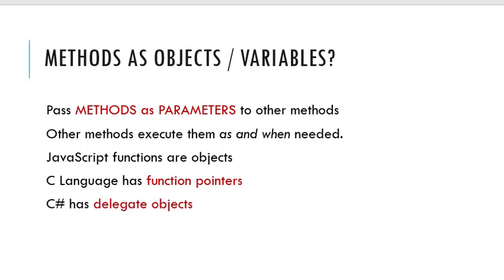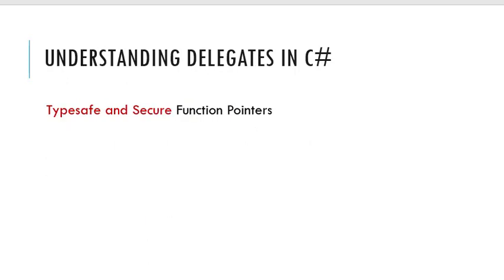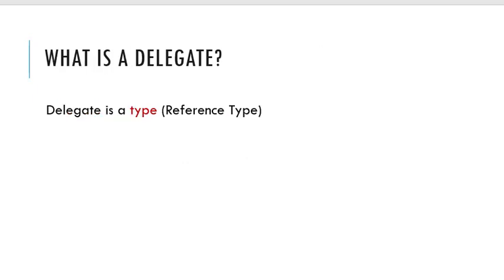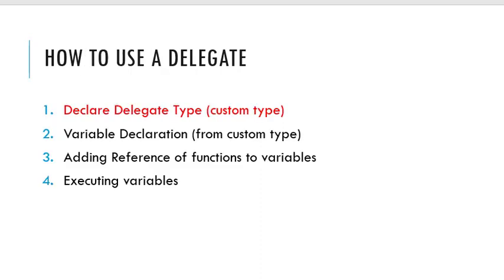C# has delegate objects. You can think of delegates as special objects which can hold references of one or more methods. Delegate objects can be passed as parameters to other functions where these can be executed. In a sense, C# delegates are similar to function pointers, but these are type safe and secure. Delegate is a type in C#. It is a reference type similar to classes. Let us see how to use a delegate.